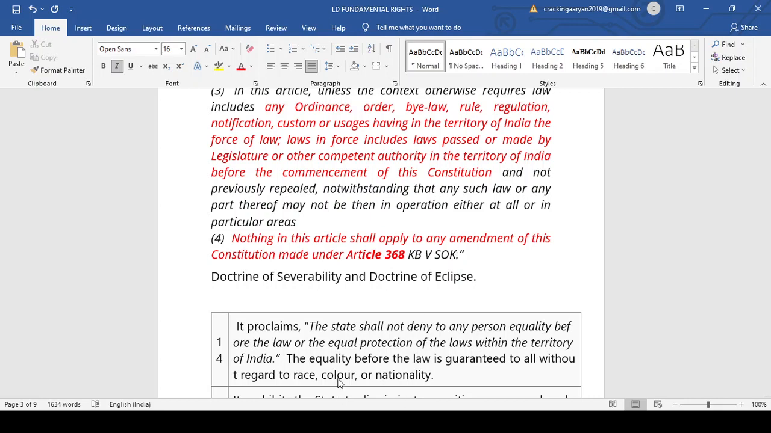Will the doctrine of eclipse be applied to post-constitutional law or not? Very good. It was in the case of Bhikaji Narayan Dhakras versus State of Madhya Pradesh, a case of 1955, where the Supreme Court held that post-constitutional law will also come under this doctrine of eclipse. Even the amendment or the act which comes after the constitution, on that also the doctrine of eclipse will be applied.